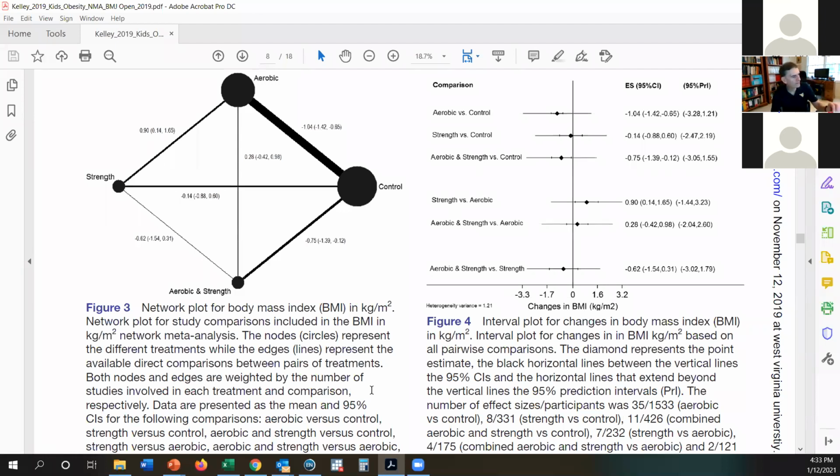And the lines are the comparisons between the treatments. And they're weighted by the number of studies and comparisons. So as you can see here, the most common intervention, of the intervention groups, not the control group, was aerobic exercise.